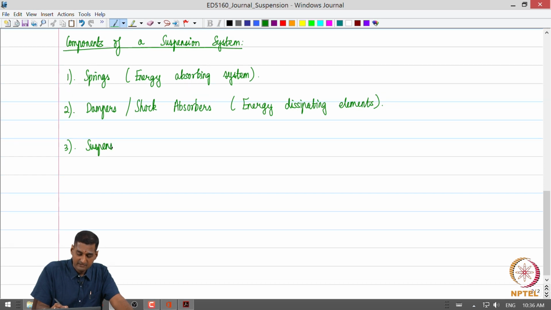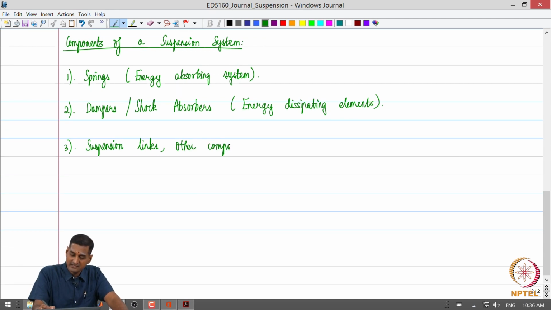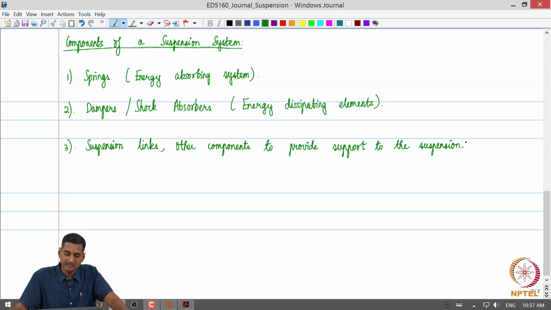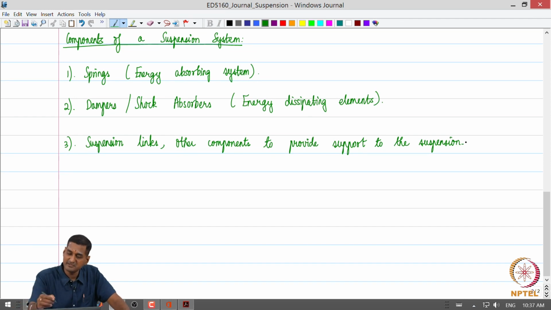suspension links, okay, and also other components to provide support to the suspension. Okay. We will look at these components as we go along. Okay. So, broadly these are the three classes of the suspension components.